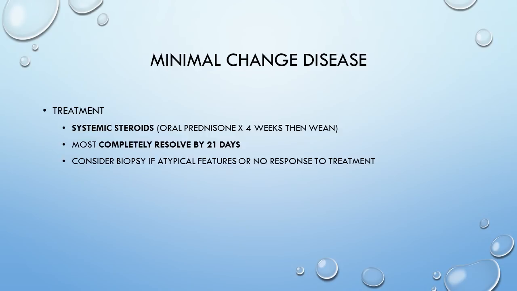The treatment, we usually give systemic steroids. So typically it's oral prednisone for about 4 weeks, and then we do a steroid taper. Most completely resolve by 21 days, and that's it. And it's really nothing to worry about. If they have atypical features, so if they have significant hematuria, if they have significant hypertension, or if they don't respond to systemic steroids, then we're going to refer them to a nephrologist for a renal biopsy and see if maybe there's something else going on.